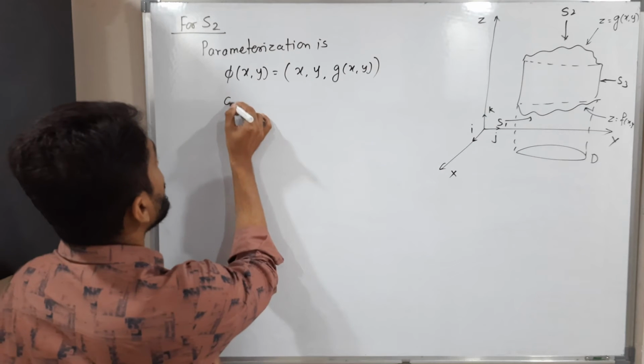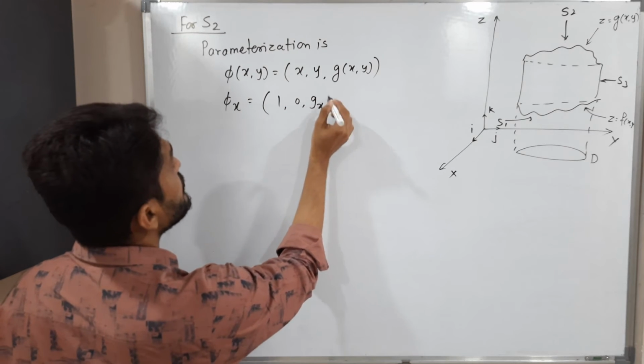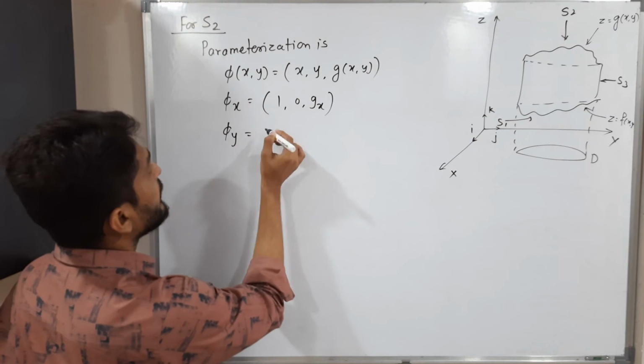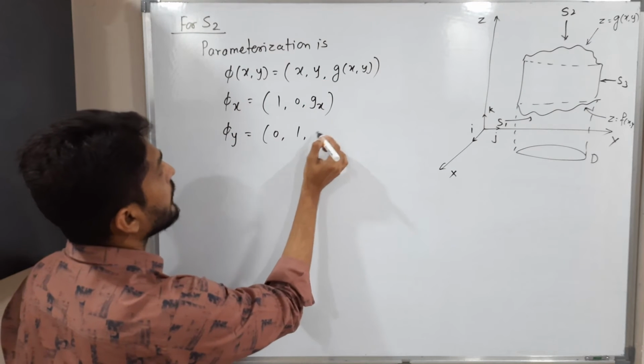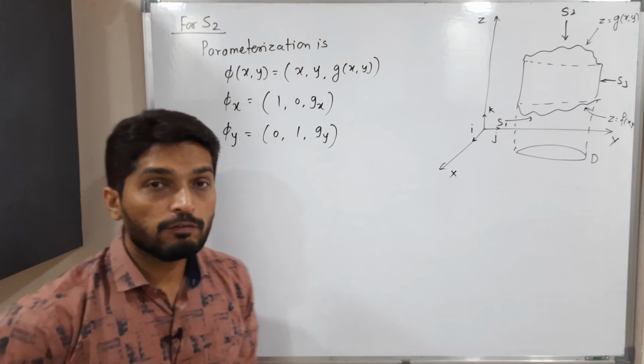So let us find the derivative of phi with respect to x. So it is 1, 0, derivative of g with respect to x, g x, right? Phi y, derivative of phi with respect to y, 0, 1, and derivative of g with respect to y. Getting? So after that we want the value of the cross product.